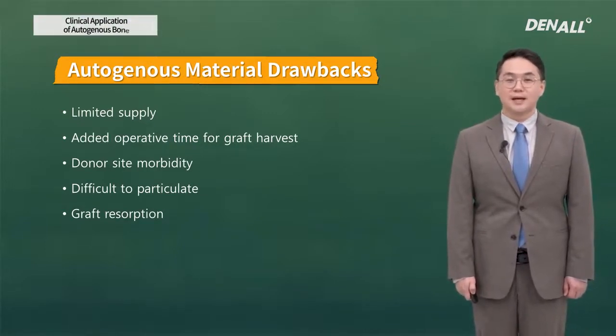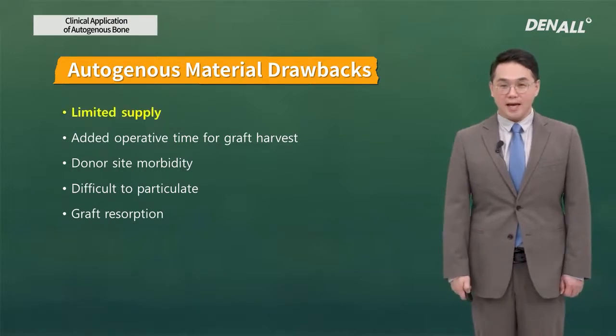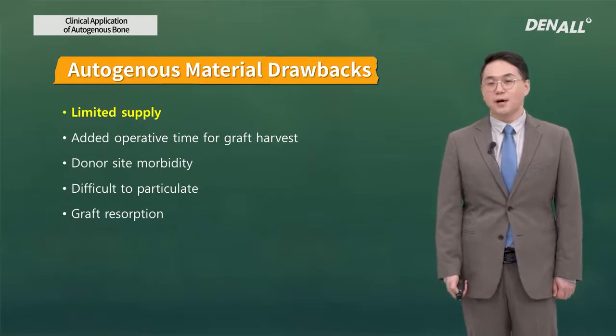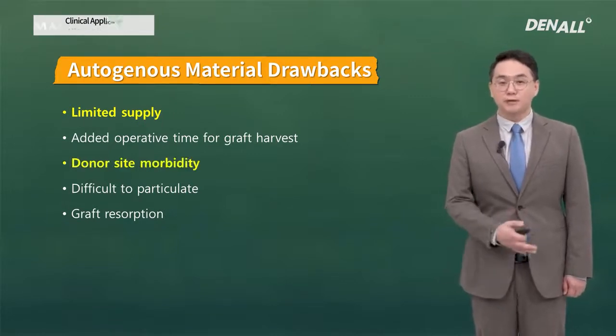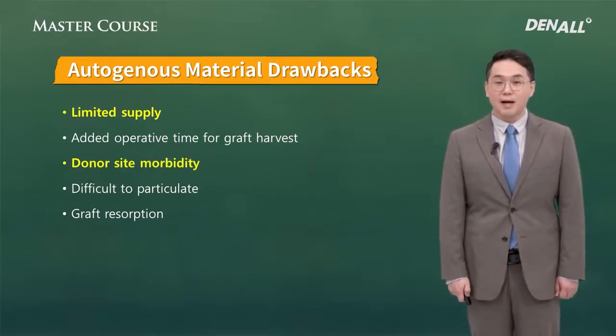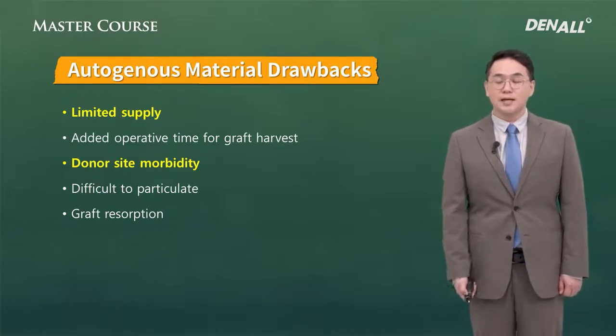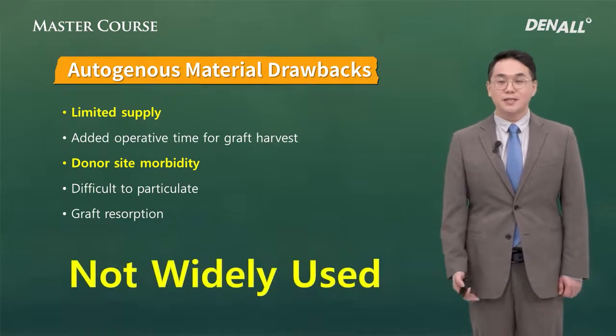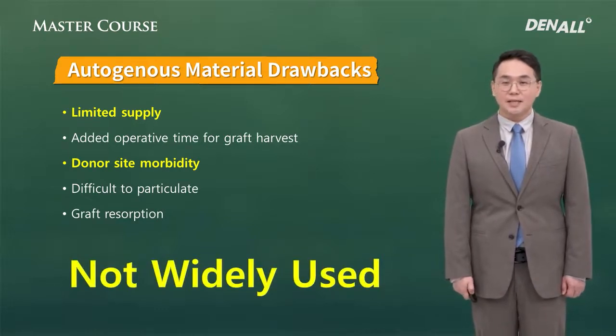At the time of implant placement, despite the excellent healing pattern of autogenous bone graft material, it is not widely used because the supply is limited. When you want to harvest a lot of autogenous bone, you need to have another operation site, which is burdensome. That will increase the discomfort on the part of the patient. So this is not widely used by the clinicians.